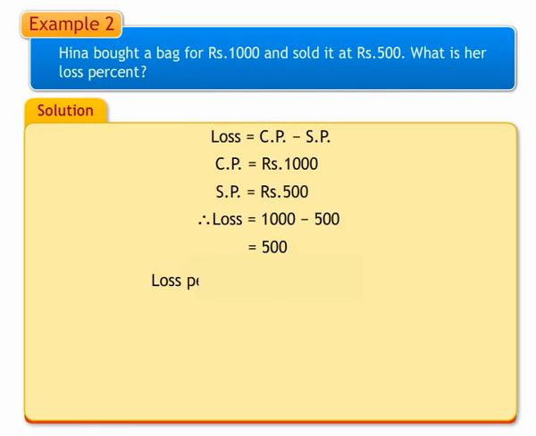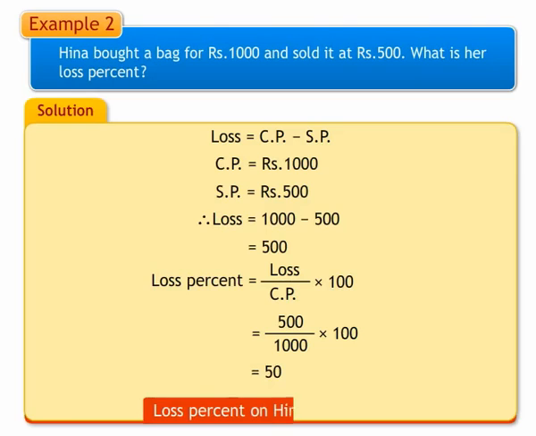We have to calculate loss percent. Loss percent is loss upon cost price into 100, which is equal to 500 upon 1,000 into 100. We get loss percent as 50. Thus, loss percent on Hina's bag is equal to 50.